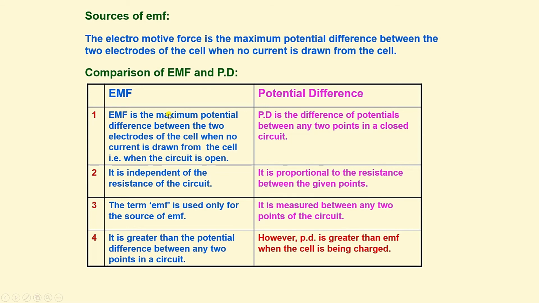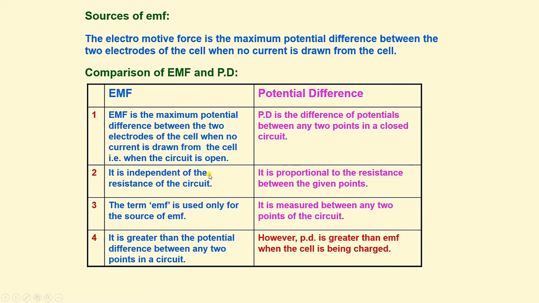EMF is the maximum potential difference between the two electrodes of the cell when no current is drawn from the cell, or we can say when the circuit is open. And the potential difference is the difference of potential between any two points in the closed circuit.